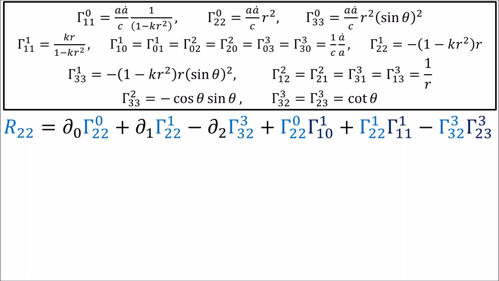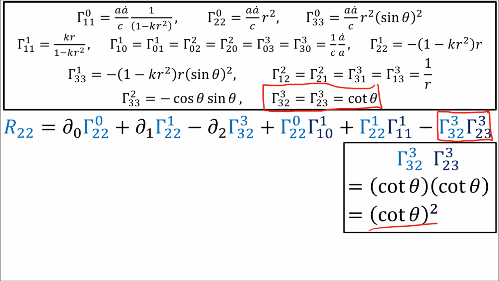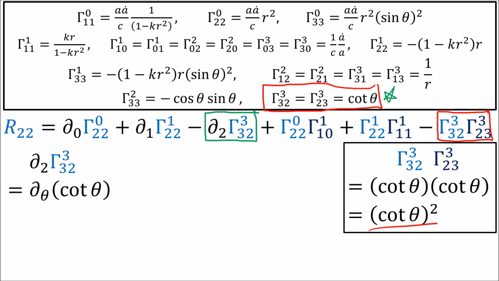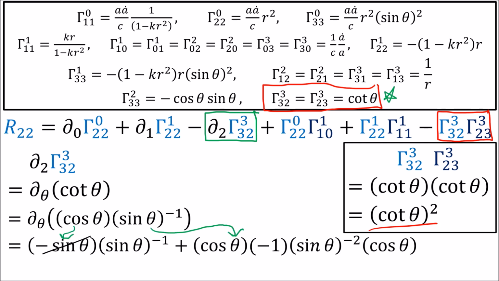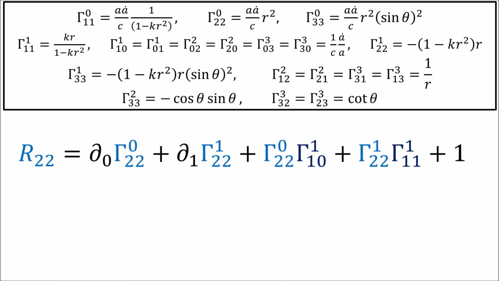So with this formula, this term turns out to be cotangent of theta squared, and this term is the theta derivative of cotangent of theta. Since cotangent is defined as cosine over sine, we take the derivative using product rule, and this ends up being negative 1 minus cotangent squared. So between these 2 terms, the cotangent squareds cancel, and we're left with minus negative 1, which is positive 1. So this is the formula for R22.